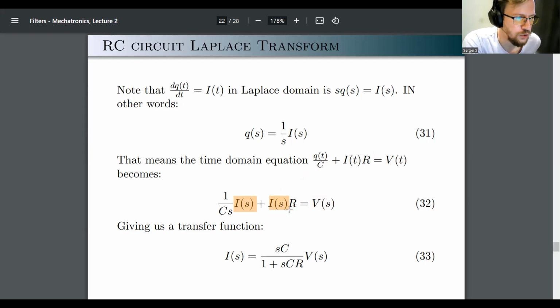We want to make it into a single fraction. So we replace R with CRs divided by Cs, something like that.